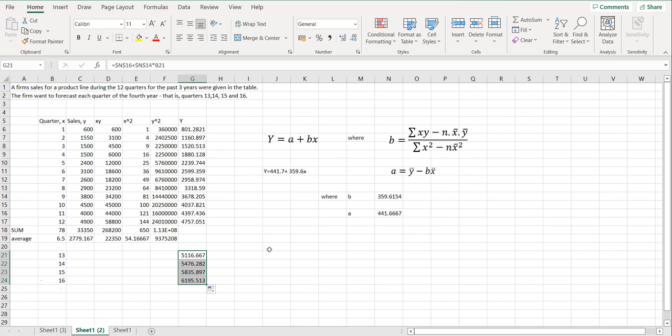So basically this is how to do it manually, but the thing is Excel has a very powerful tool to analyze regression. I will show you the use of the tool in the next video.